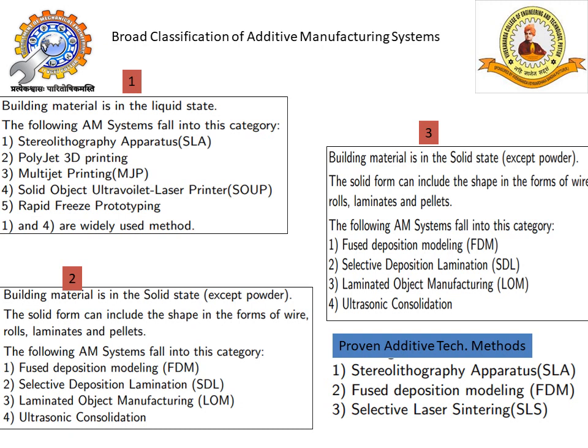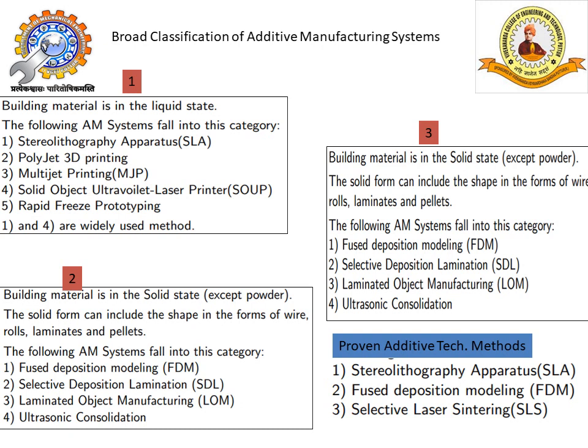And moving on to the third category, in this case, the material used is powder. And the last one, we have the proven techniques or methods which are used in additive manufacturing.